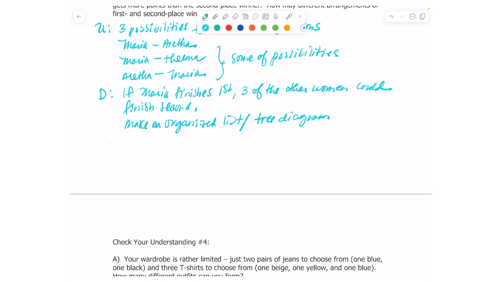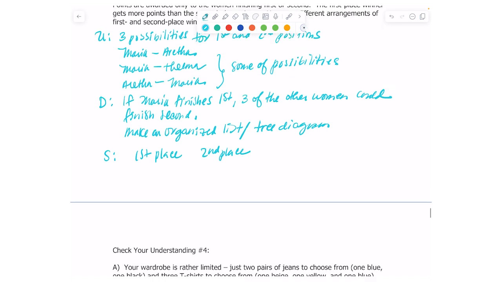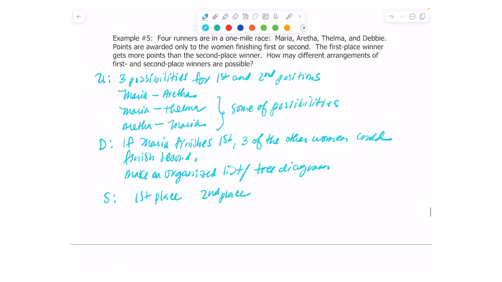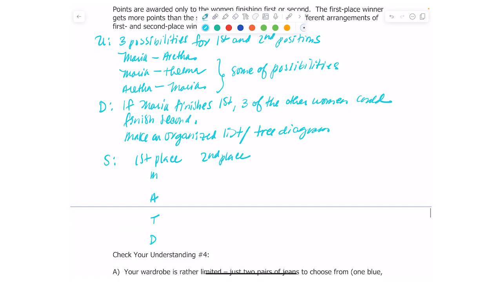So when I'm solving this, let's make a little organized 2 columns here. We've got first place and second place. Now, I need to keep in mind any four of those women could be in first place. So Maria could be in first at some point, Aretha could be, Velma could be, or Debbie could be. So any four of them could be in first. But whoever's in first obviously can't also be in second.